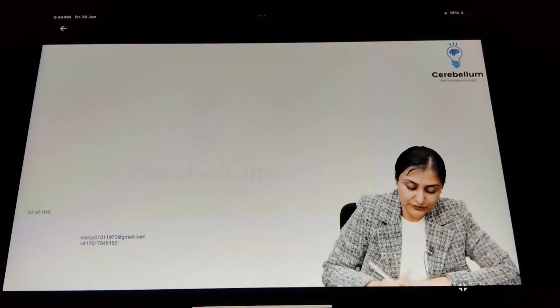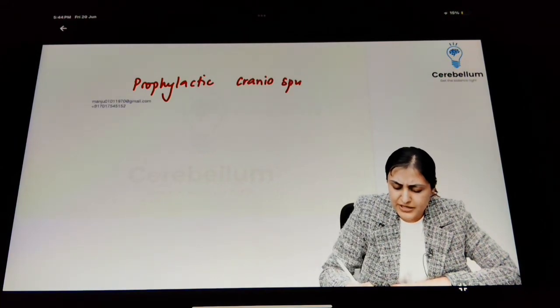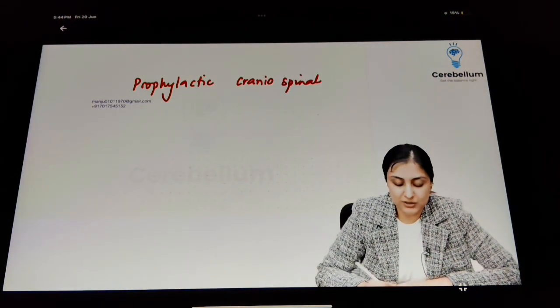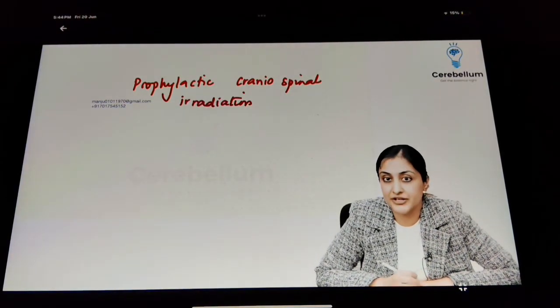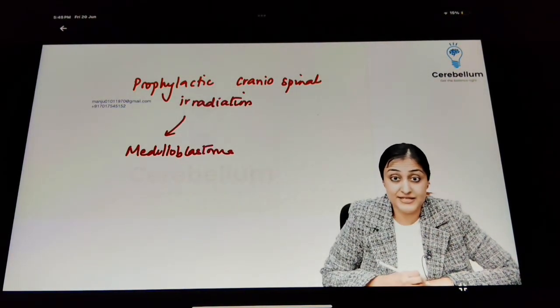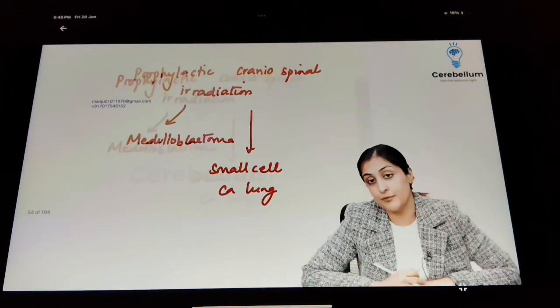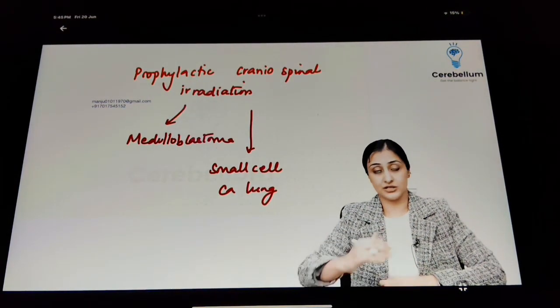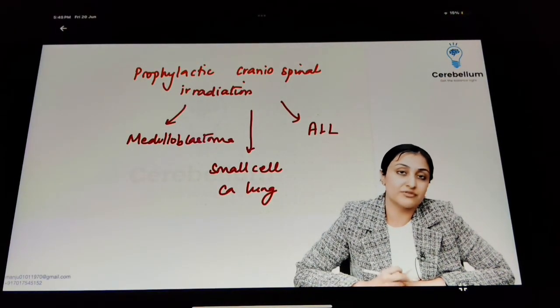One additional point for all of you: prophylactic means even though there are no metastases yet, there are a few tumors which have such high propensity to cause brain and spinal cord metastasis that upon diagnosis itself, you're going to give prophylactic craniospinal irradiation. What are those tumors? The first example is medulloblastoma that we have seen. The second example is small cell CA lung. Small cell CA lung tends to have high propensity of invasion. It's a very aggressive tumor with the most common aggressive hematogenous metastasis. And we have ALL. ALL also tends to have craniospinal metastasis.